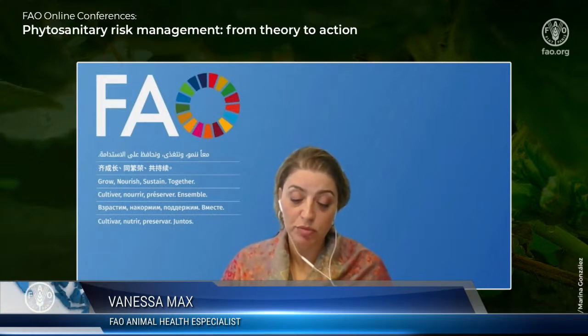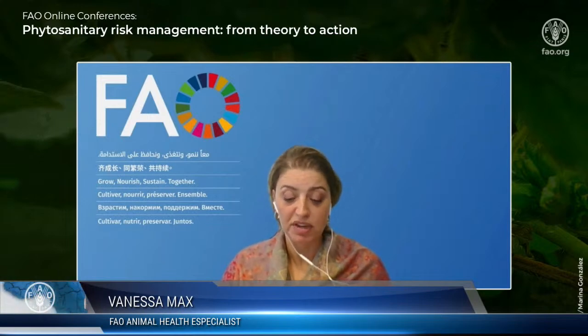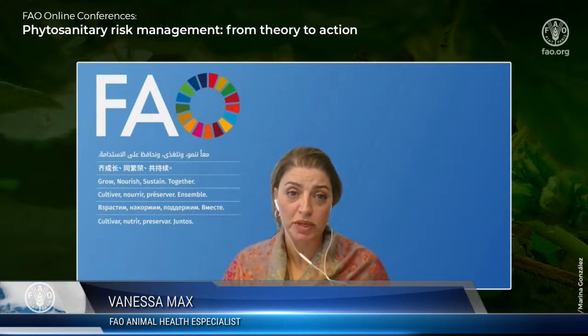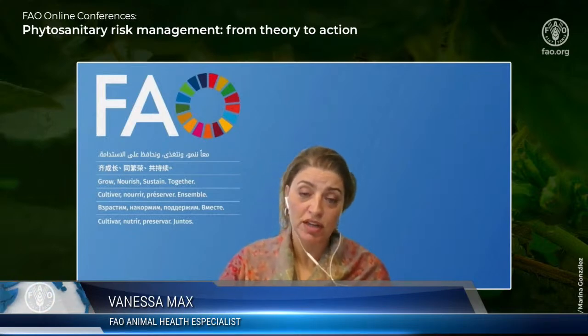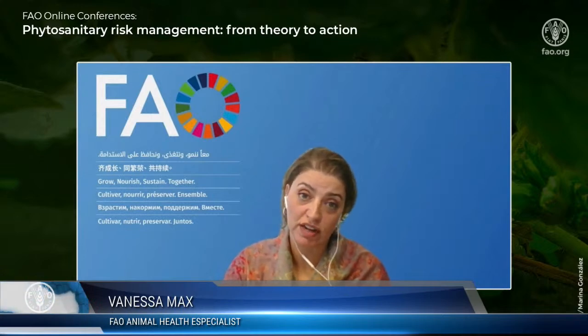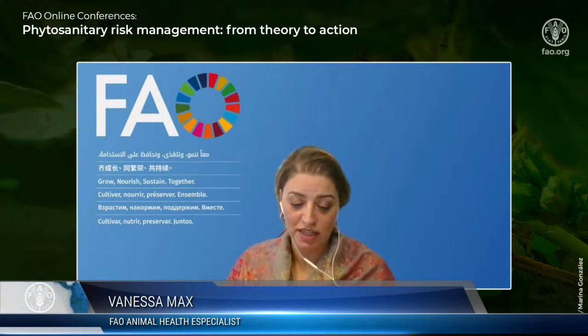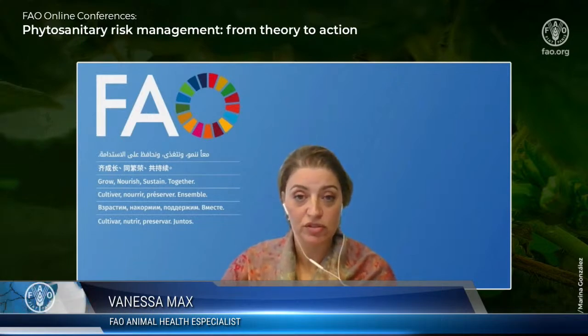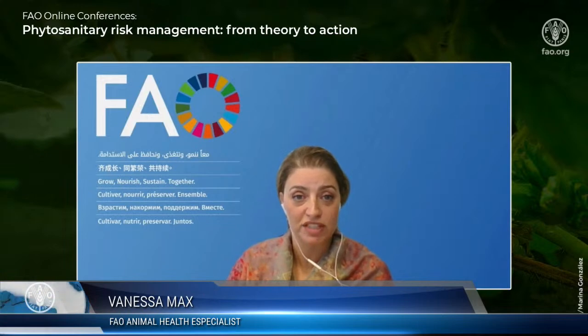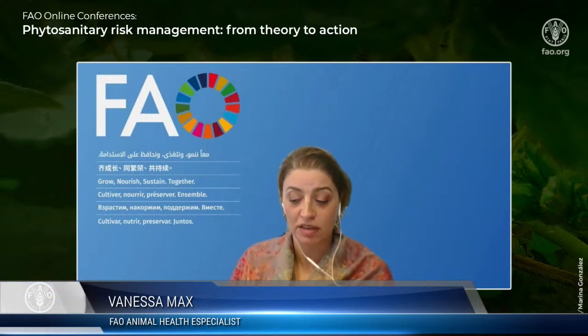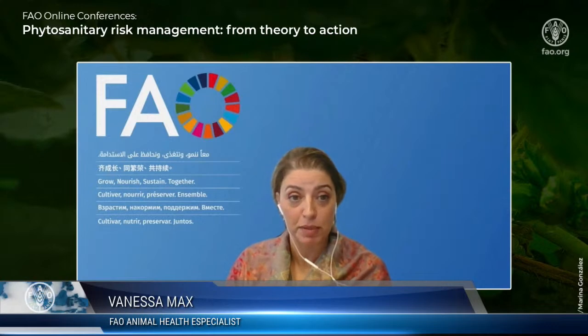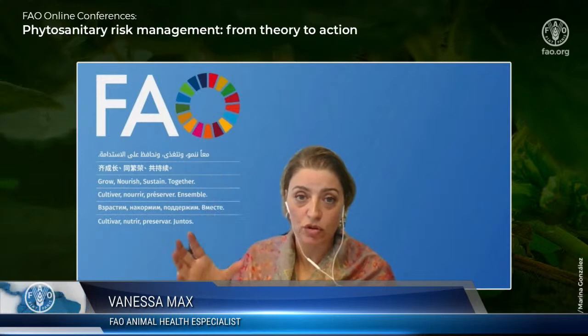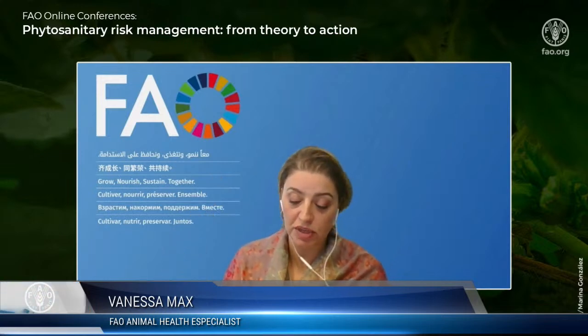So we work in four key areas: preparation, prevention, early detection, and response. These are the four key pillars for emergencies, animal health, and otherwise. We've also been working with some of the countries throughout the region in this progressive emergency preparedness approach, which is actually based on this emergency management manual that I referred to.